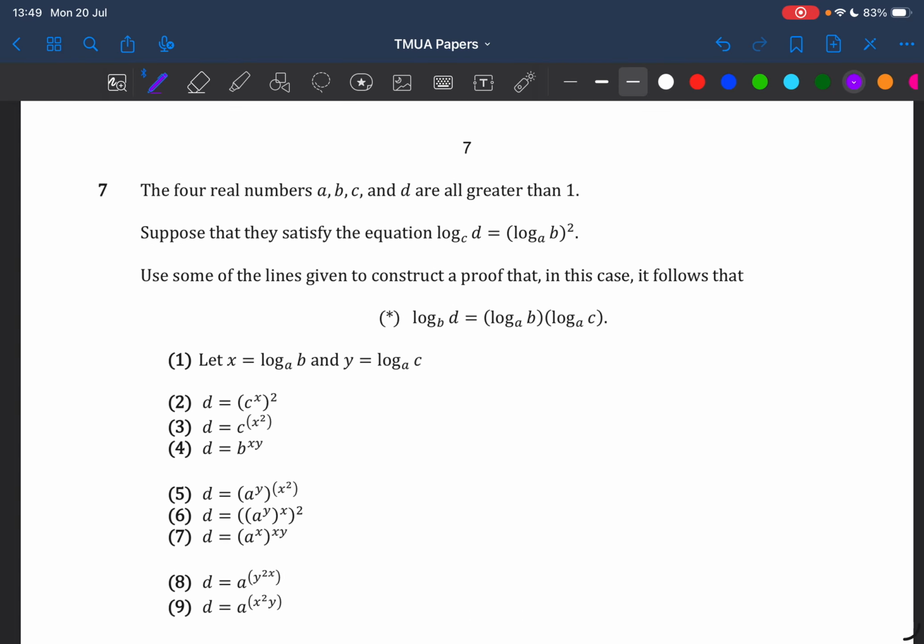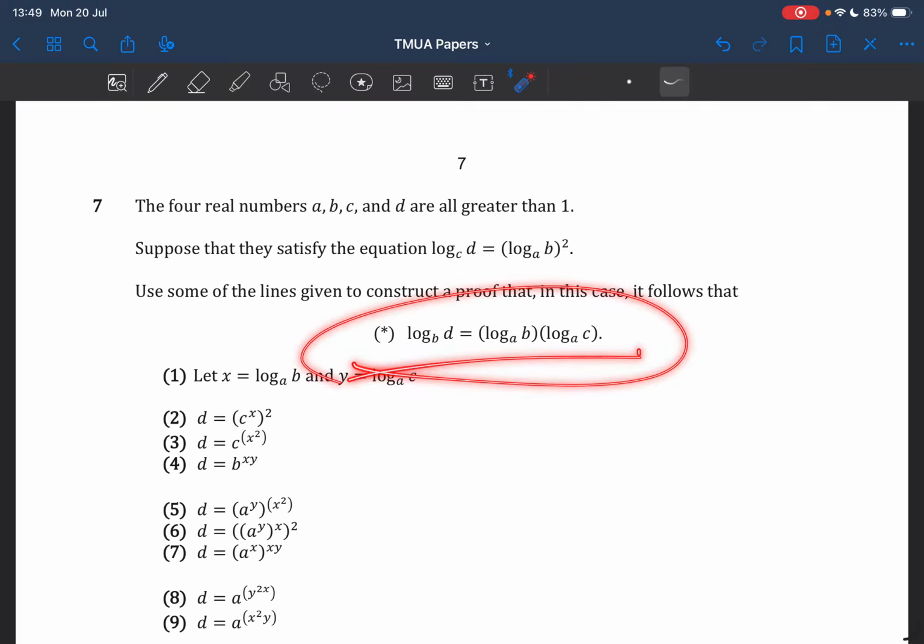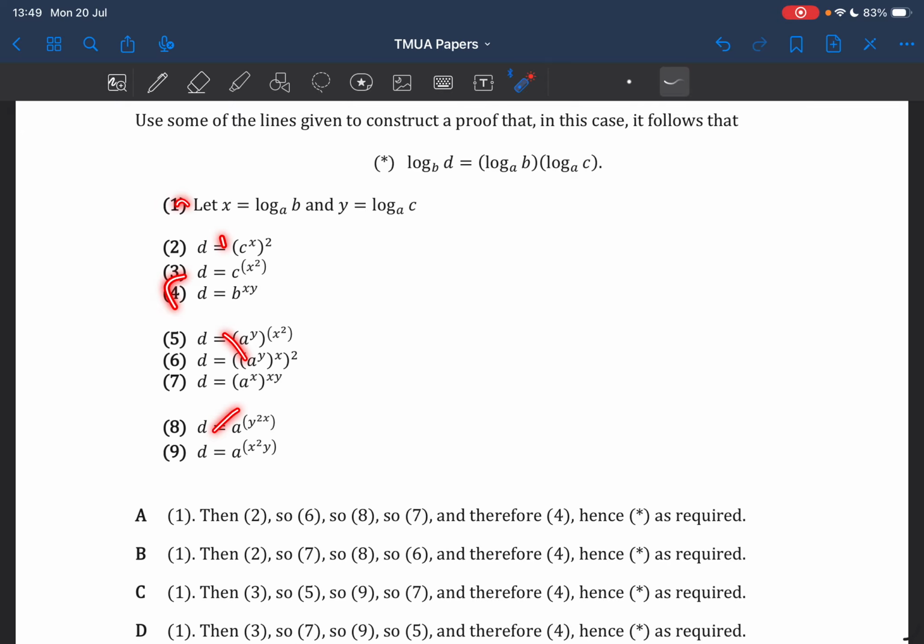Oh yeah, some proof, this proof thing. We've got 4 numbers, A, B, C, and D. They're all real, and they're all bigger than 1. They satisfy this equation. So log base C of D is equal to log base A of B all squared. We want to basically prove that this is going to be true. And they've given us some lines. We have to pick and choose which ones we need to do.